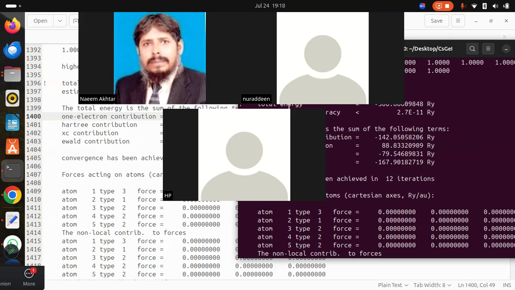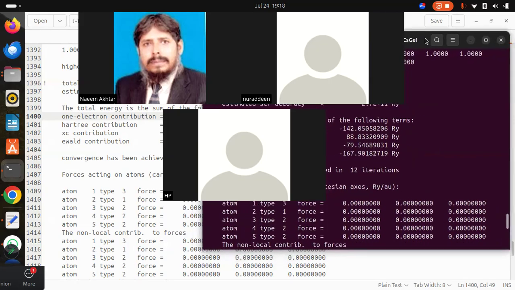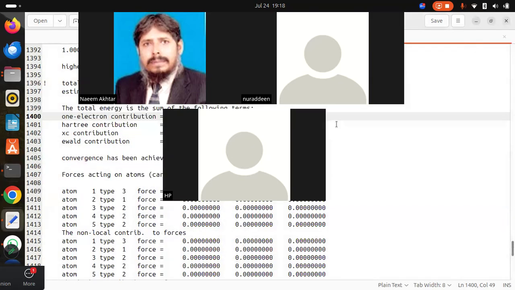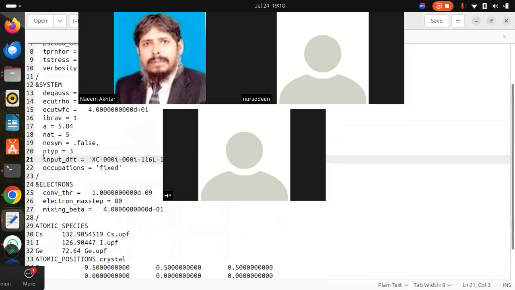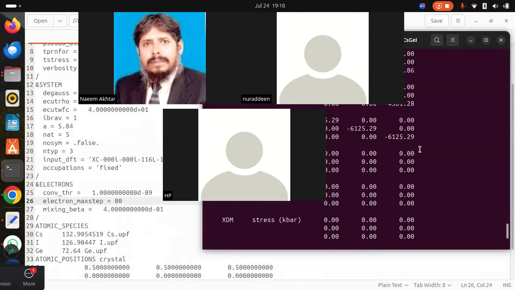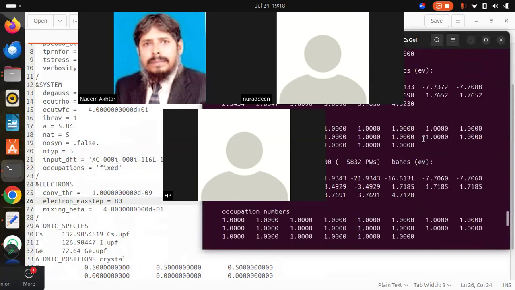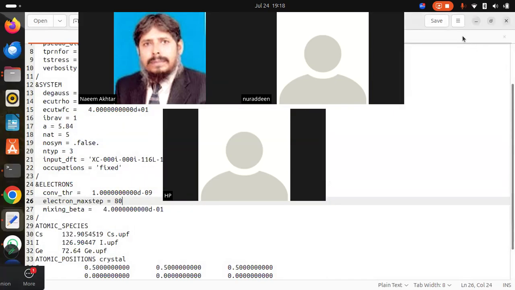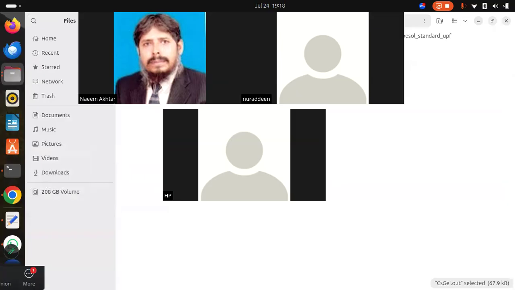Whenever Quantum Espresso uses its own library, the result is the same as when we use the libxc library. So this means that the procedure for writing this input DFT is correct. Now, if any of you have a question? No, sir. Now, first of all, we should correct the input file names.